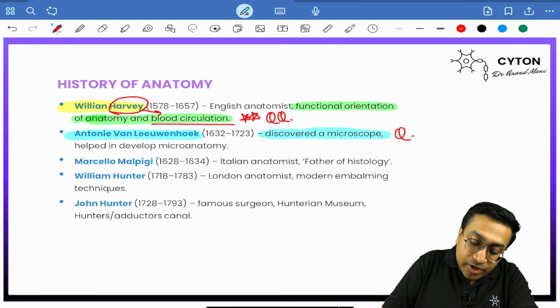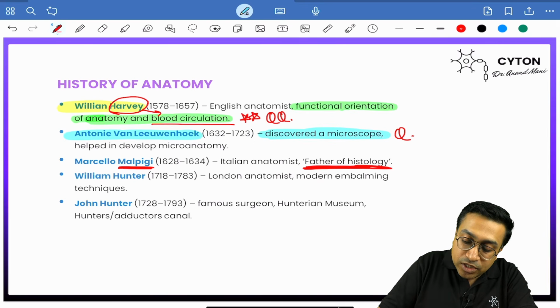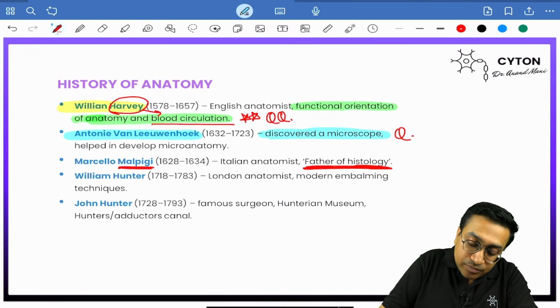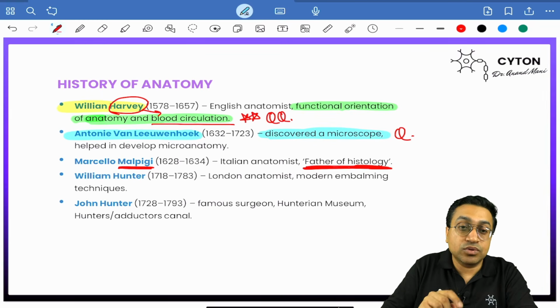Then Marcello Malpighi, he is known as the father of histology. Again, this is not asked too many times, but yes, you should be aware, it is important in the list of fathers. Then William Hunter. Earlier it was William Harvey, now this is William Hunter.